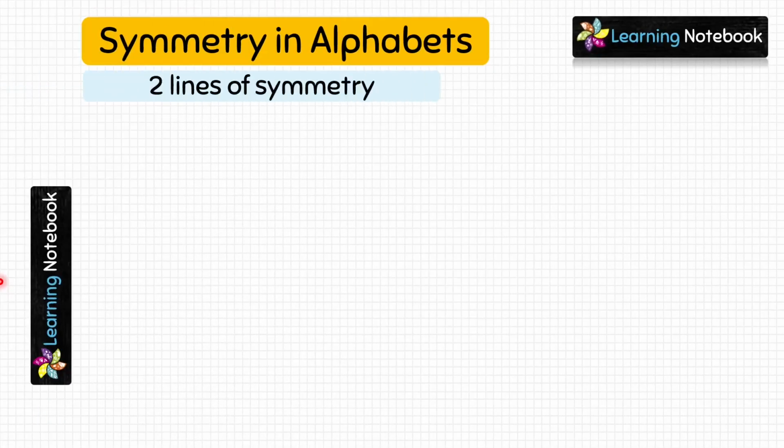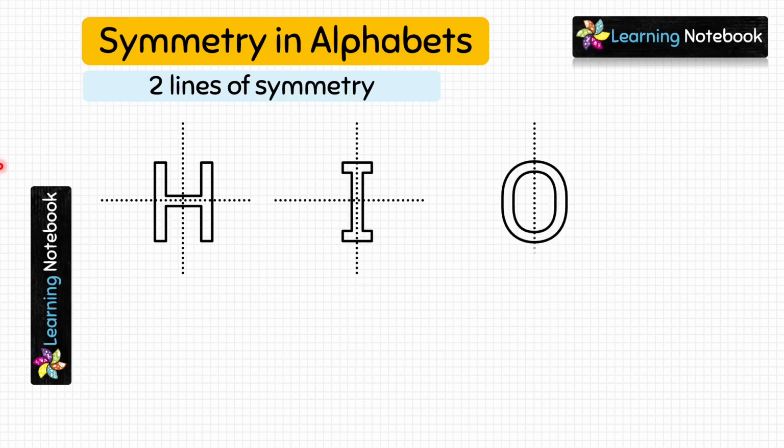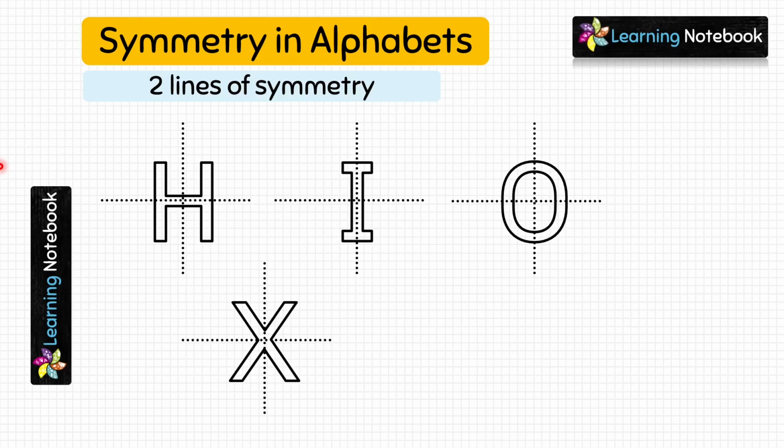Now let's see alphabets which have two lines of symmetry. H. H has two lines of symmetry, vertical as well as horizontal. Similarly, I, O, X. All these alphabets have two lines of symmetry, vertical as well as horizontal.